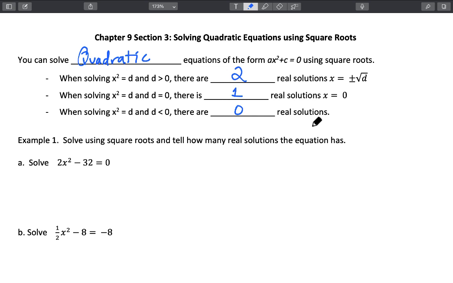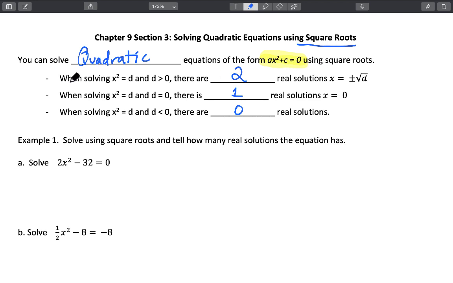Section 3. In our previous section, we looked at solving quadratic equations by graphing. Today, we are going to solve quadratic equations using square roots. Now, we can only do this when our quadratic equation is in the form of ax squared plus c, some constant, is equal to 0. Notice that there's no linear term. There's no bx term. So when there's no bx term in there, we can solve using square roots.